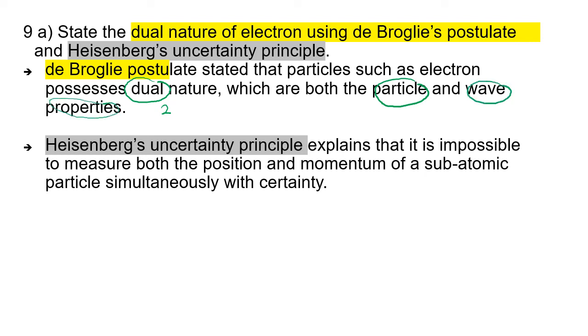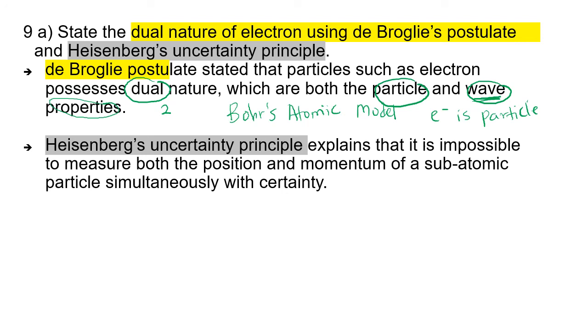But when we refer to Bohr's atomic model, they only emphasize that electron is a particle, but they didn't prove that electron shows wave properties. So this is considered the weakness of Bohr's atomic model, because de Broglie is able to say that electron is a particle and can also show wave properties.